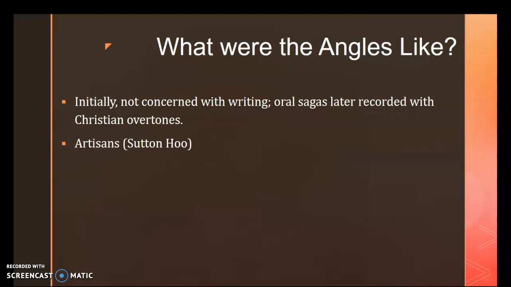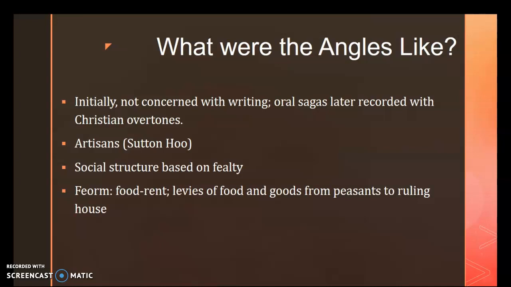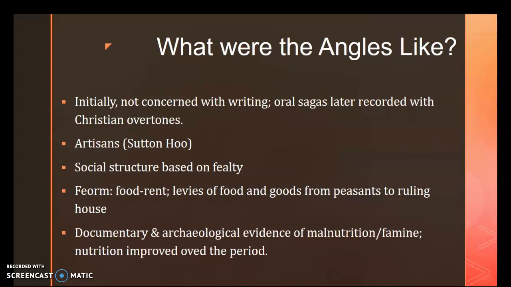They were very skilled artisans, as we can see from the weapons, helmets, and metalwork left at the Sutton Hoo site. Their social structure, as would be England's social structure for hundreds of years, was based on fealty. So responsibility and tribute paid to a lord or king in exchange for protection. One such tribute was called fiorn, a food rent paid from peasant farmers to the ruling house. And it also seems, based on documentary and archaeological evidence, that malnutrition and famine were common in the early part of the Anglo-Saxon period, but this decreased throughout time.